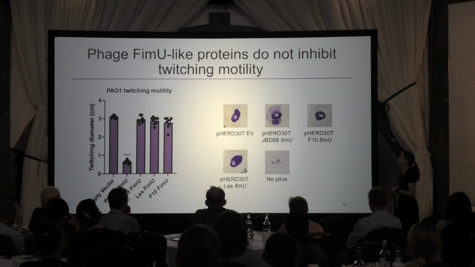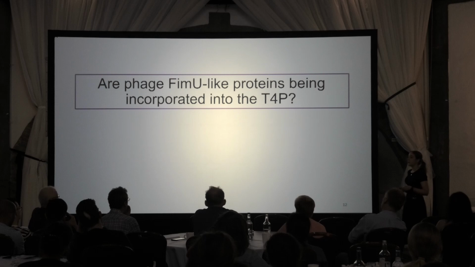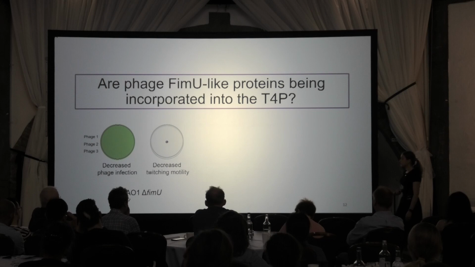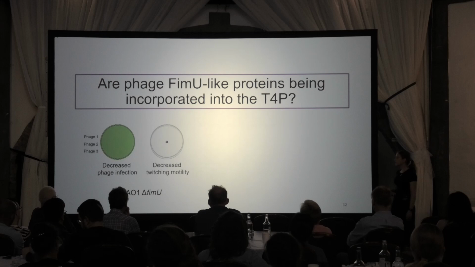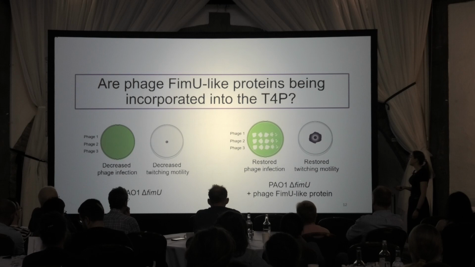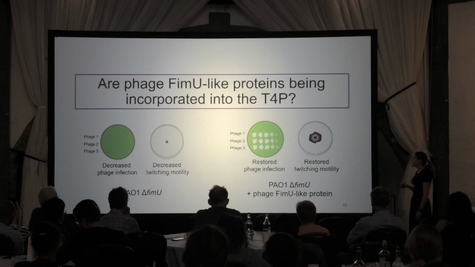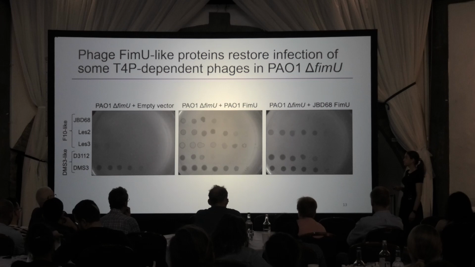Next, we wanted to see if they're actually being incorporated into the type 4 pilus fiber. To do this, I repeated these two experiments using the PAO1 FIMU knockout. The reason we are able to do this is because in the absence of FIMU, as I mentioned, there's decreased surface piliation, which causes decreased twitching motility, and also decreased type 4 pilus-dependent phage infection. Based on the data we've seen so far, if these phage FIMU-like proteins are being incorporated into the type 4 pilus, we'd expect that when we express them in a FIMU knockout, we should see restored twitching motility, as well as restored infection of certain type 4 pilus-dependent phages.